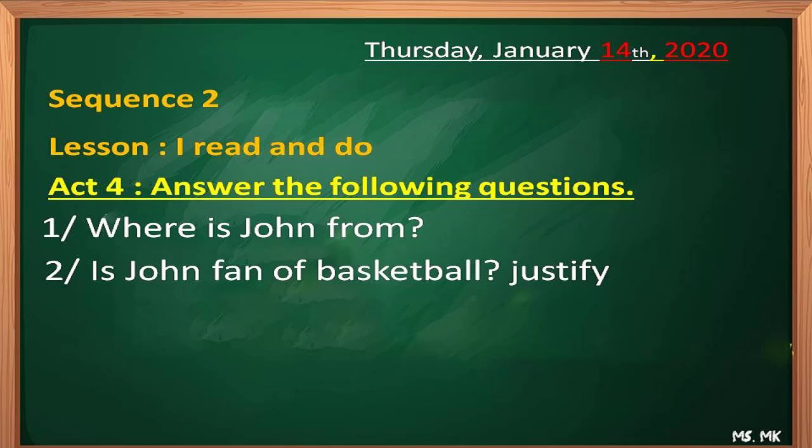Maybe they know this word. So I'm just going to explain the word. And I have added justify. So they're going to say no, like he doesn't like basketball. They're going to say no. And when I said justify, it means I want my pupils to give me the sentence from the text. And they're going to give me the sentence: I like football and swimming.